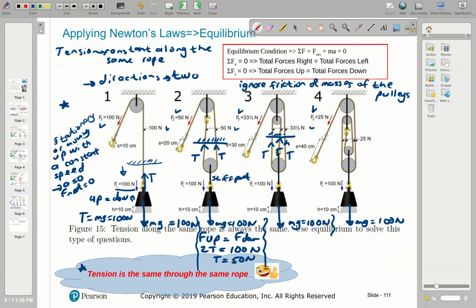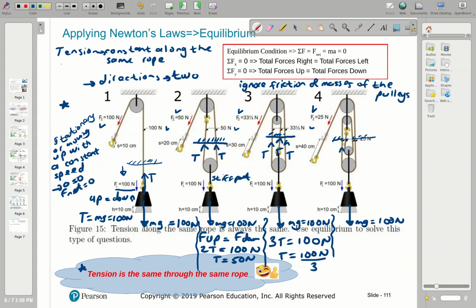For the third system, I have 3T is equal to 100 Newton. So T is equal to 100 Newton over 3. Okay, up is equal to down again. I got a shortcut here. I hope you guys are fine with that. Fourth one, they kind of cut it for us as well here.